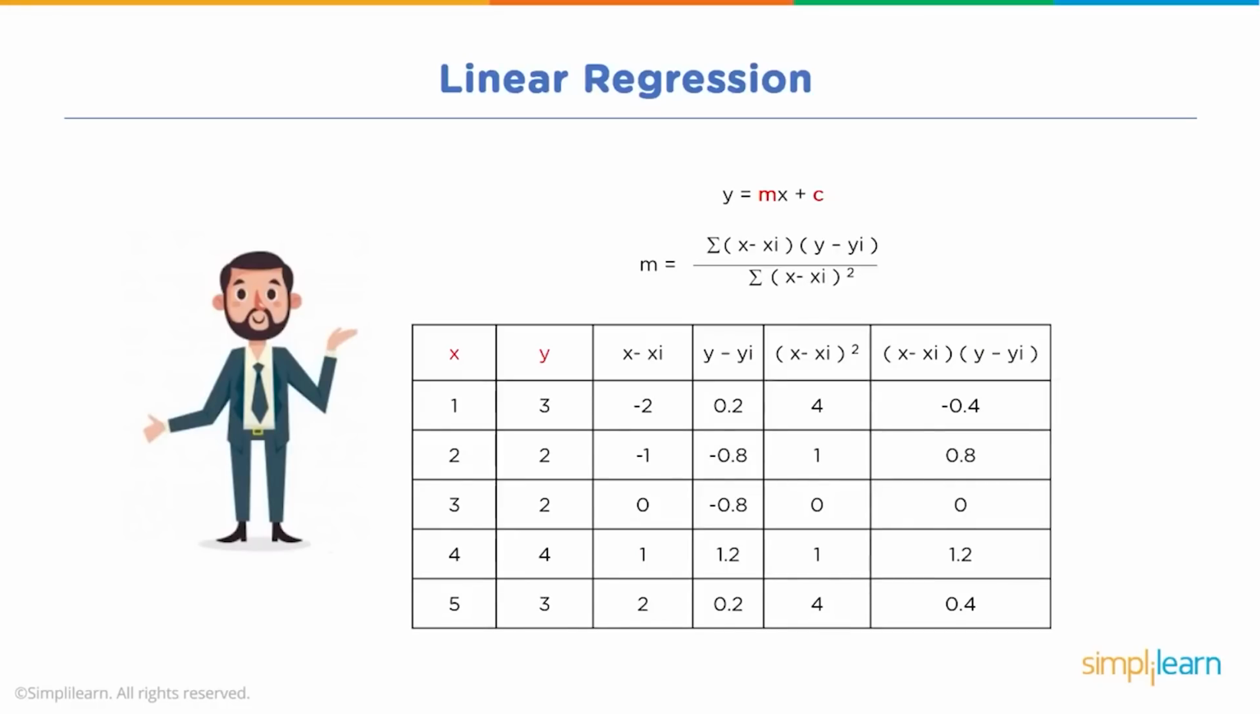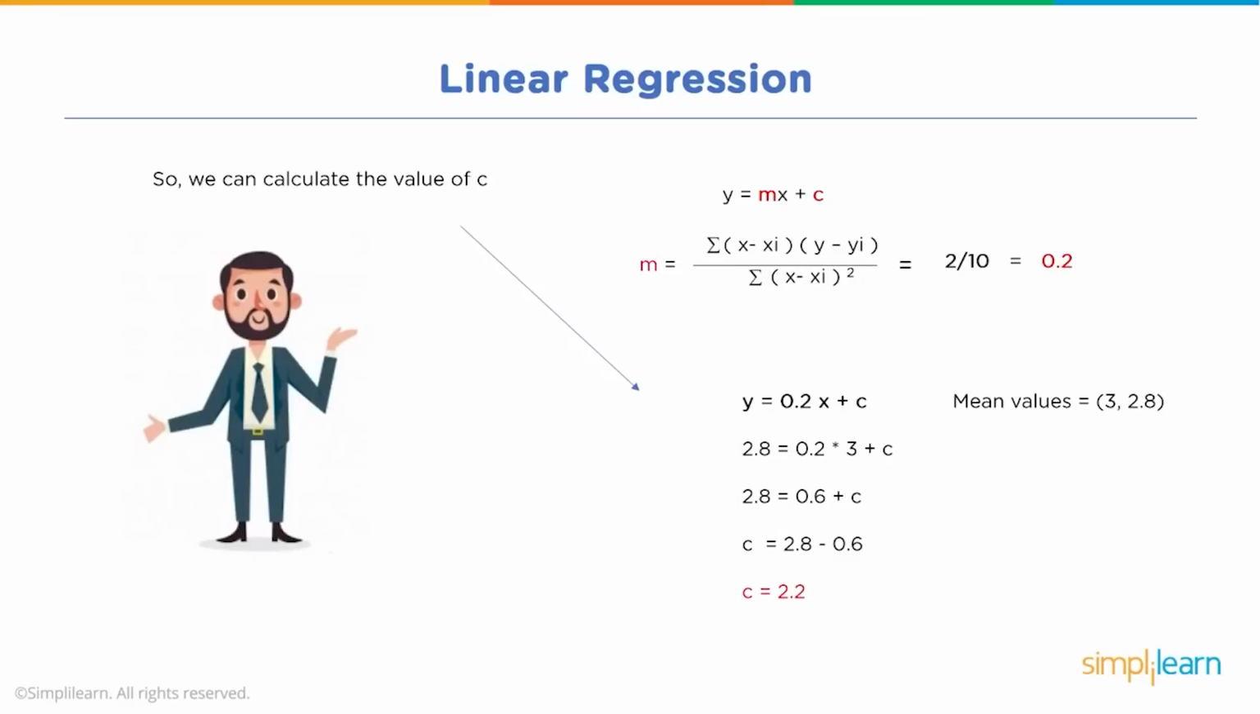And you can guess that the next step is to sum the different columns for the answers we need. So we get a total of 10 for our x minus xi squared, and a total of 2 for x minus xi times y minus yi. And we plug those in, we get 2/10, which equals 0.2. So now we know the slope of our line equals 0.2. So we can calculate the value of c. That'd be the next step, is we need to know where it crosses the y-axis.